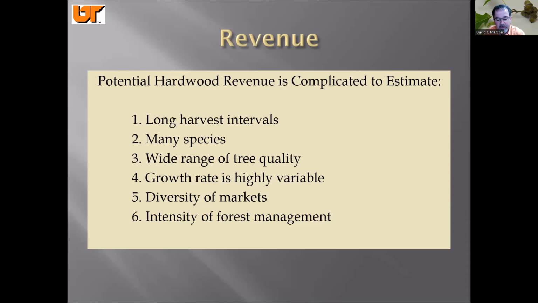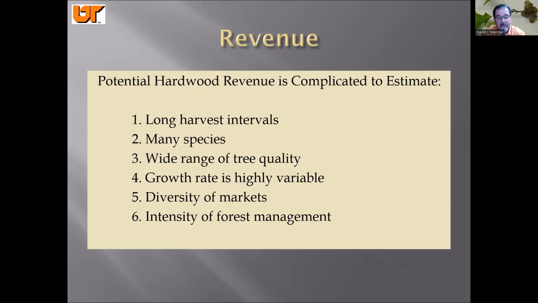Next, growth rate is just highly variable. So growth rate affects both the amount and the value of the wood that will be added to trees each year. In addition, growth rate varies greatly by location, by species, and even the genetic makeup of trees. So this makes predicting the growth rate and the potential value of a particular tree or tree stand very difficult.